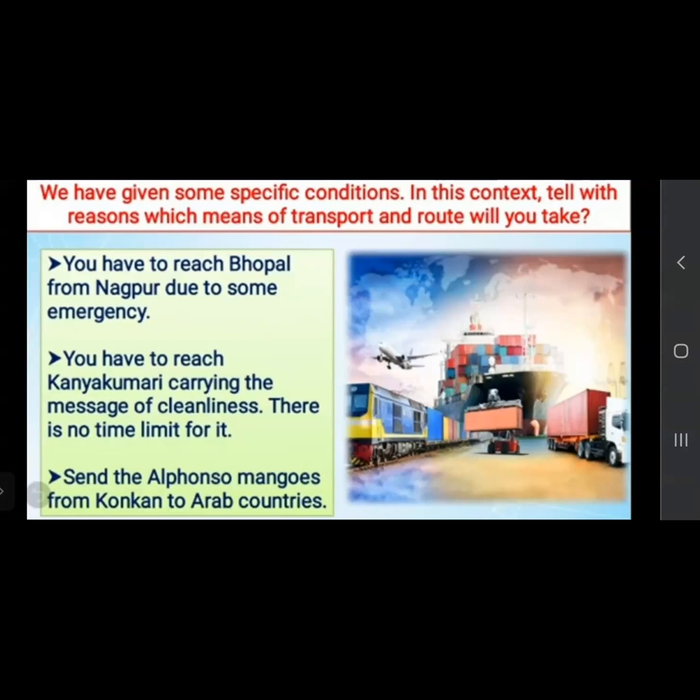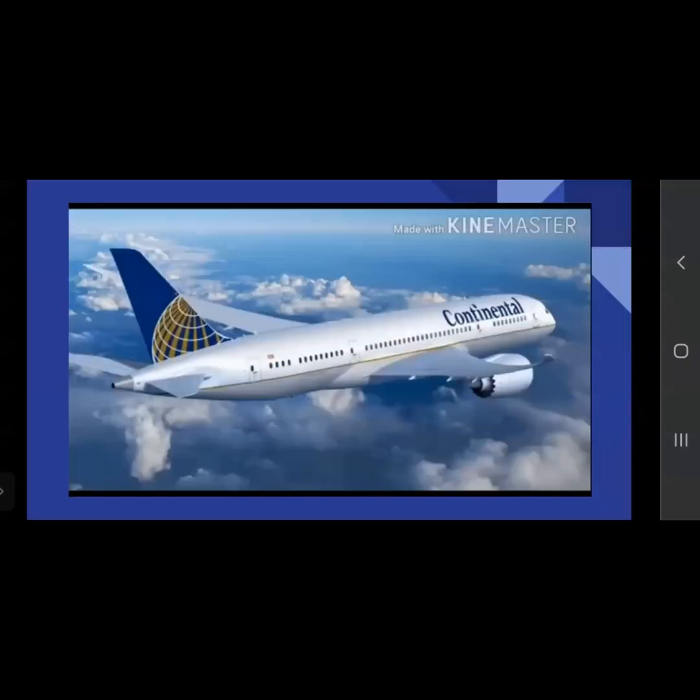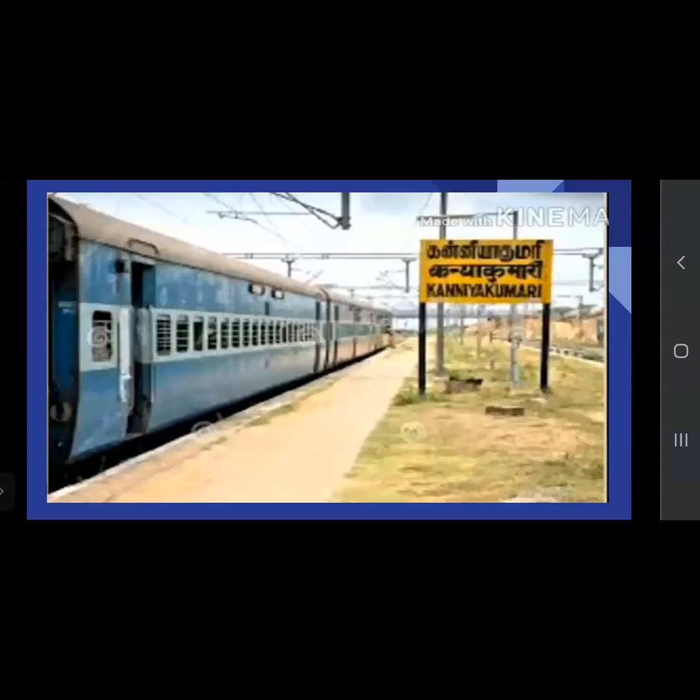So we'll see now. First, is the emergency from Bhopal to Nagpur you have to reach. So which mode of transportation you will choose over here? You will choose airways. Why? Because that is the fastest. So in emergency you can reach within a very less time. By the airways you can reach within the minimum time. Then you have to go to Kanyakumari and you have to carry the message of cleanliness. The best choice is by the train.